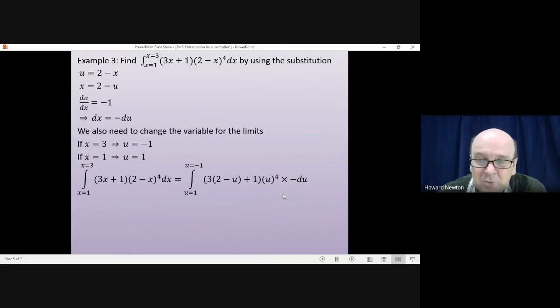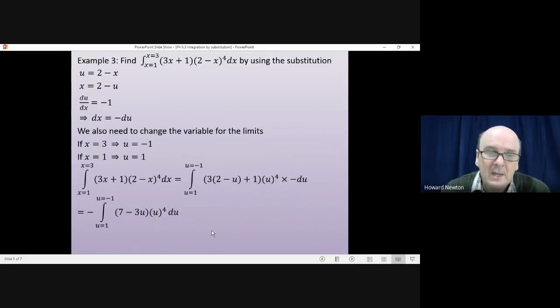Now, the next thing I will do is I'll take this minus outside of the integration, makes things a little bit easier. So the minus with the du I've taken out to here. This bracket I've multiplied out to get 7 minus 3u. I've still got u to the 4. Now I'll let you have a go at finishing the question.